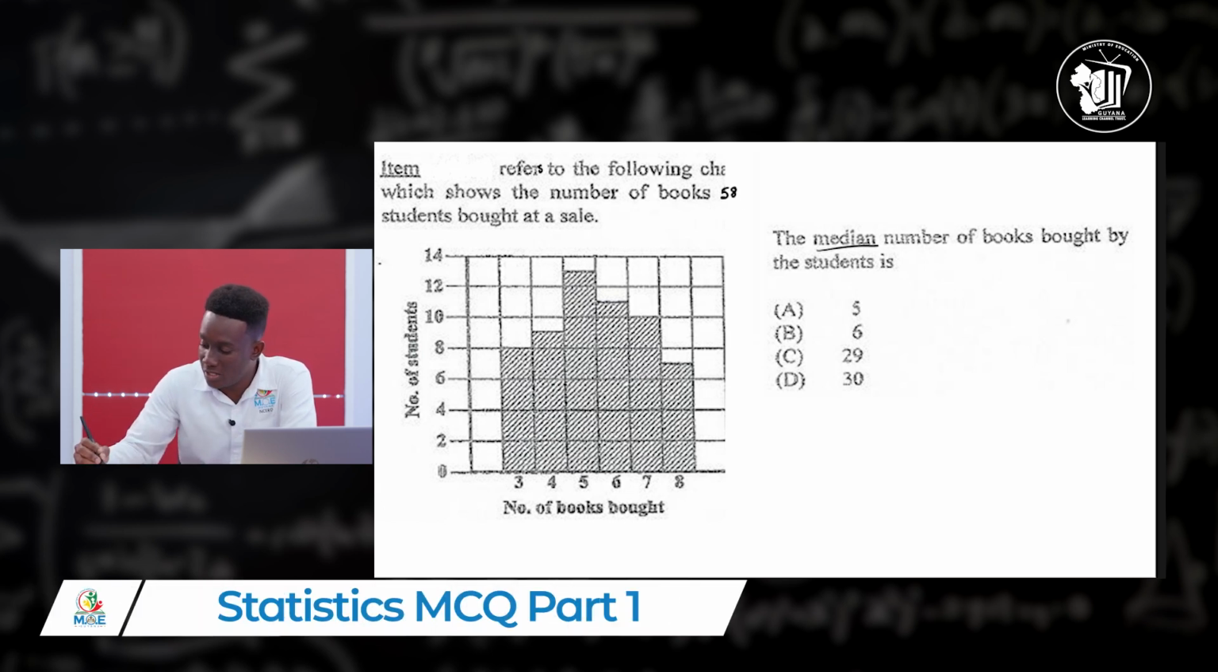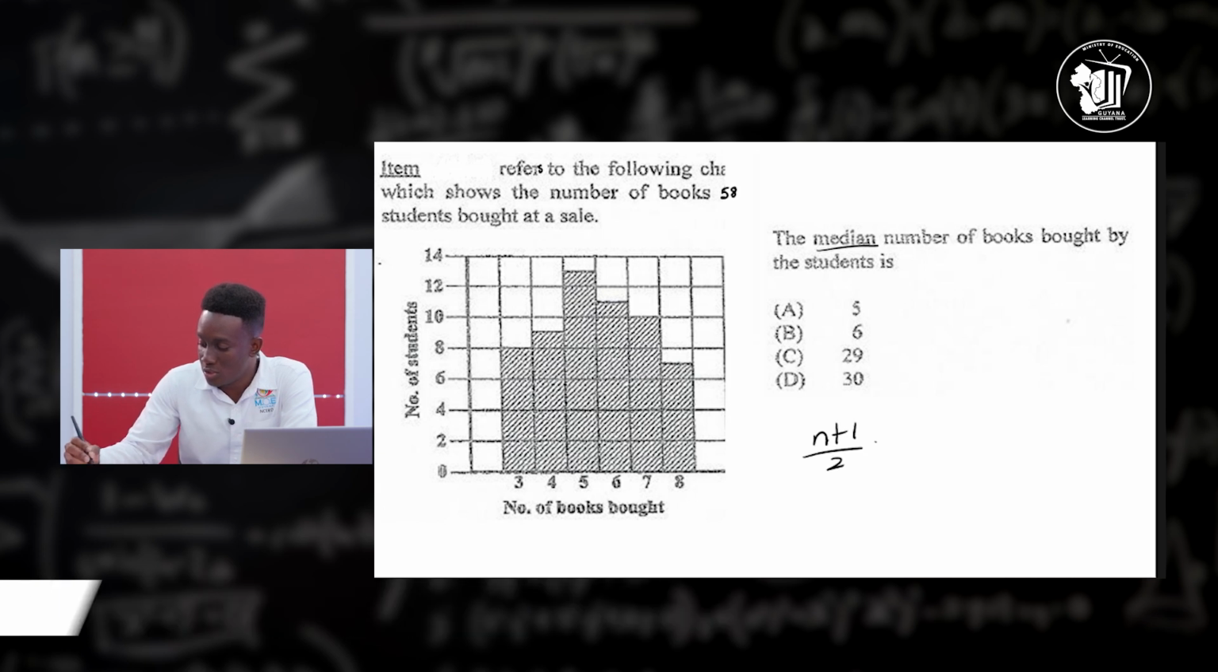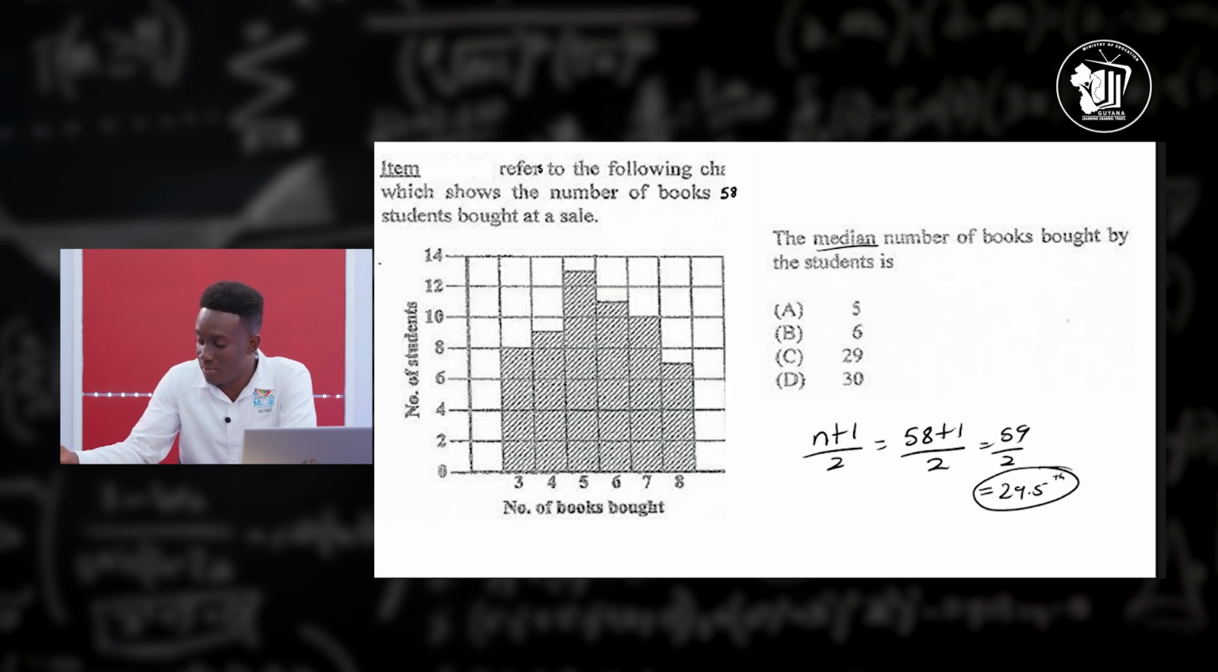We know that to find the median position, it will be n plus 1 divided by 2. So n would be the total number of students. In this case, it would be 58 plus 1 divided by 2, which will be 59 divided by 2, which will give us 29.5. So let's see where we can find this 29.5. At this position, we can find the median.